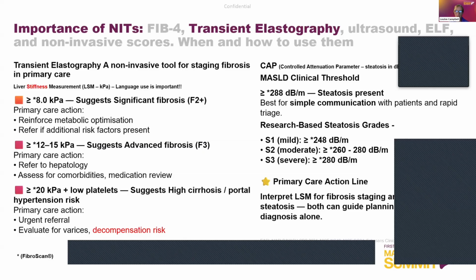But please be aware that the normal cutoff for FibroScan is 7 kilopascals. So below 8 does not mean absence of disease, so therefore be aware of those patients below. Looking at the steatosis levels, there's been a change to MASLD and MASH, where 288 decibels per millimeter is now considered to be MASLD and MASH.